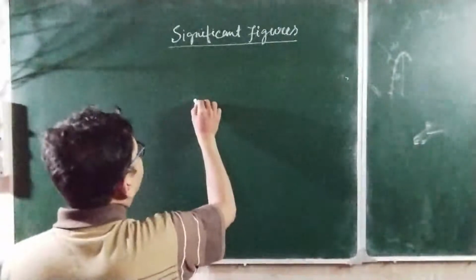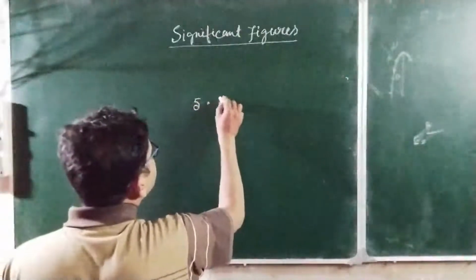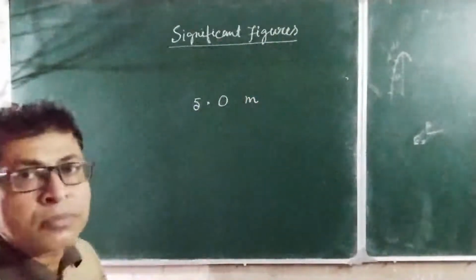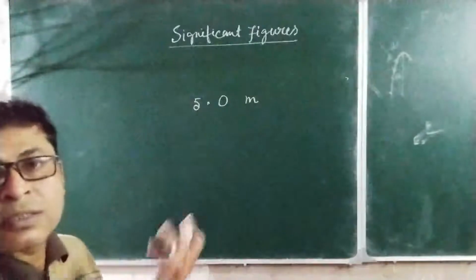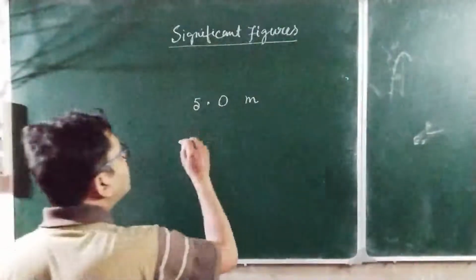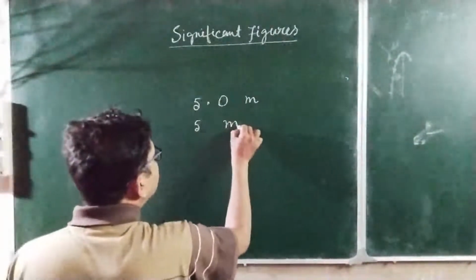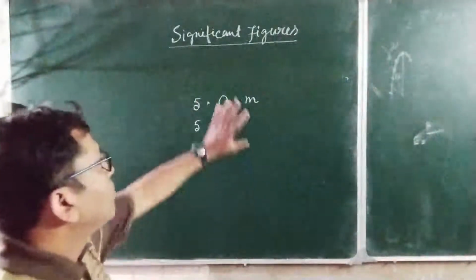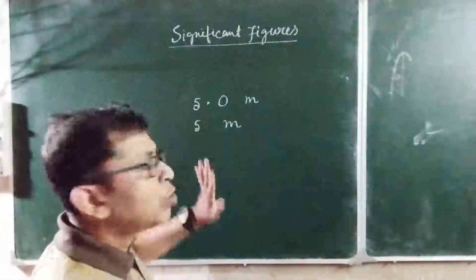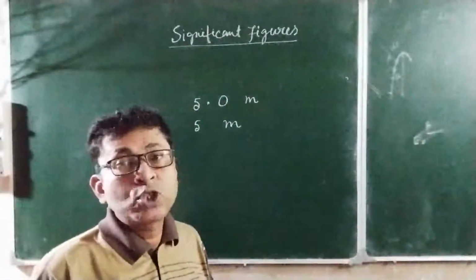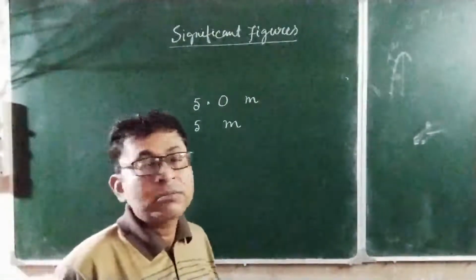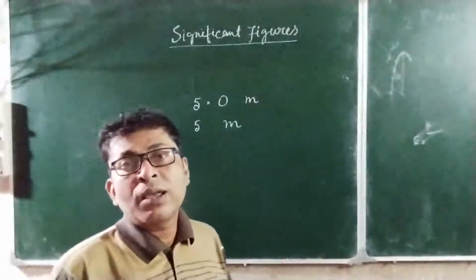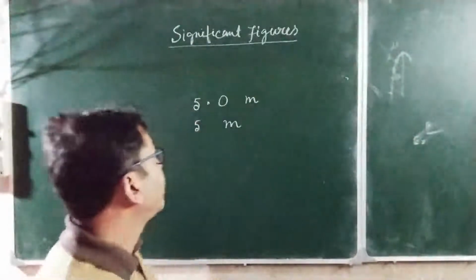When I write 5.0 meter, definitely it signifies a length, it denotes a length, and 5 meter. Virtually, both of them seem to refer to the same thing. The length is 5 meter in both cases. But no, that is not correct.